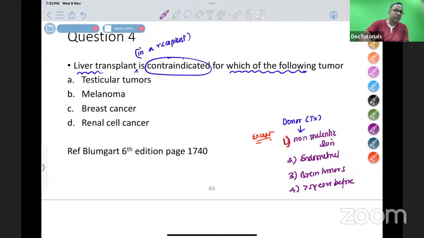But the question is not asking about the donor, it is asking about the recipient. If I am going to receive a liver, I should not have had which cancer? I should not have had any cancer. The answer is all of the above.